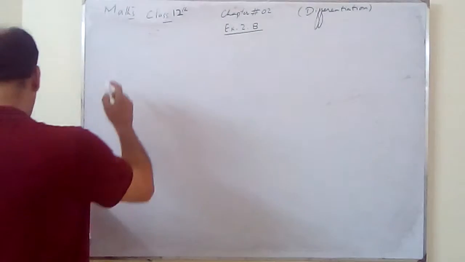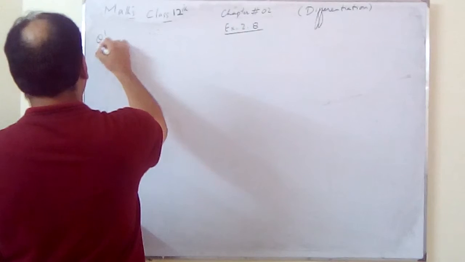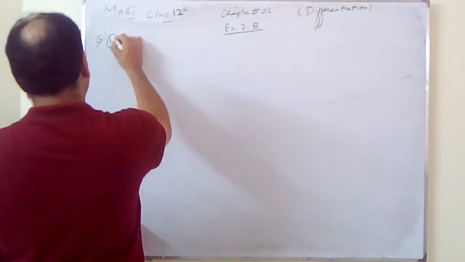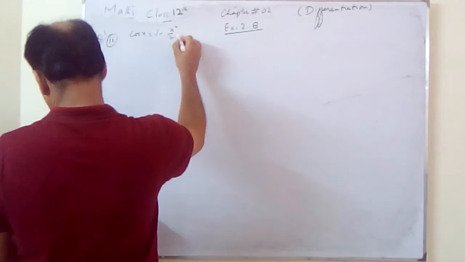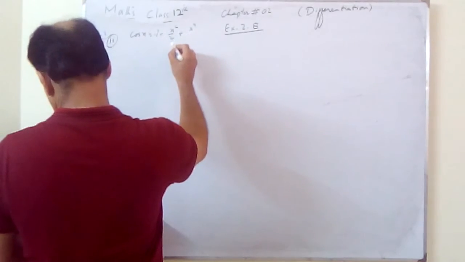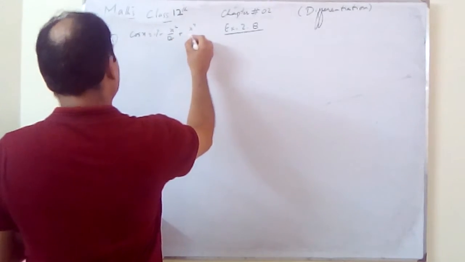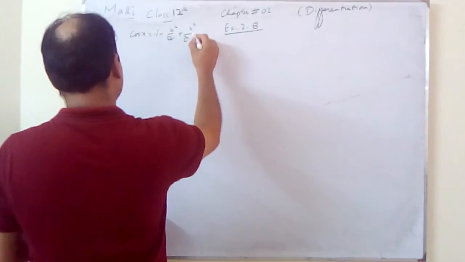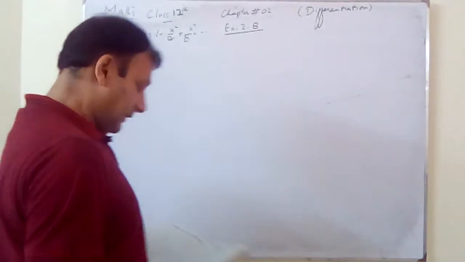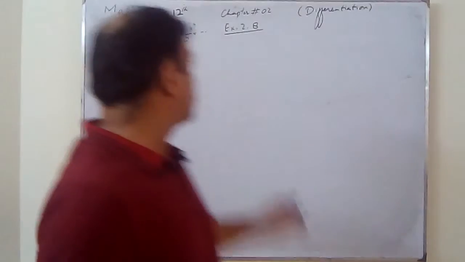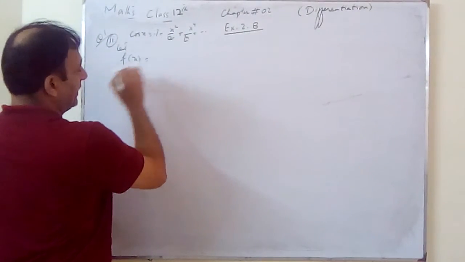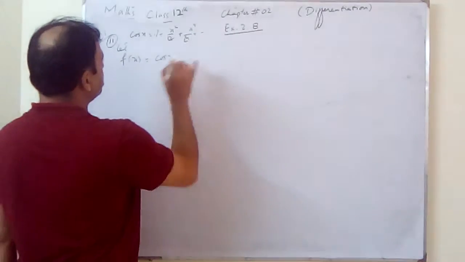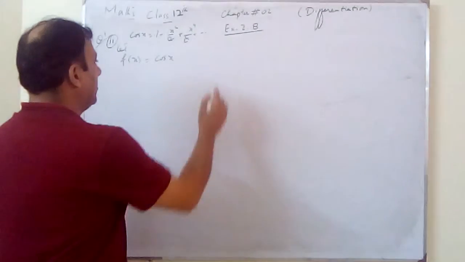Okay, one question I solved, cos x, second part. Cos x is equal to 1 minus x square by 2 factorial plus x to the power 4 divided by 4 factorial plus so on. I take it as is. So this is the proof. Let the question start from here. Cos x.